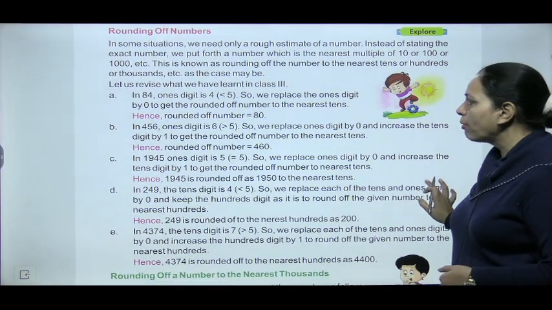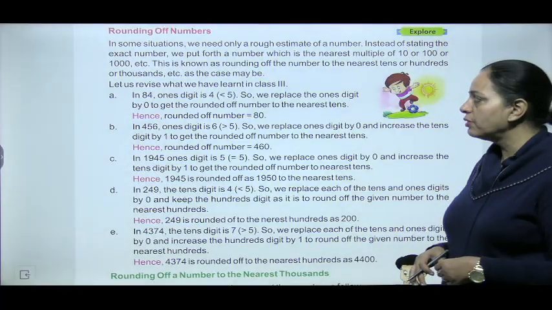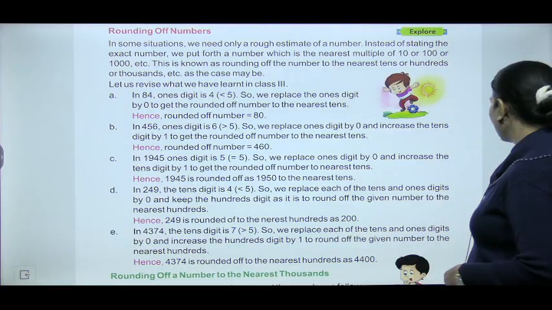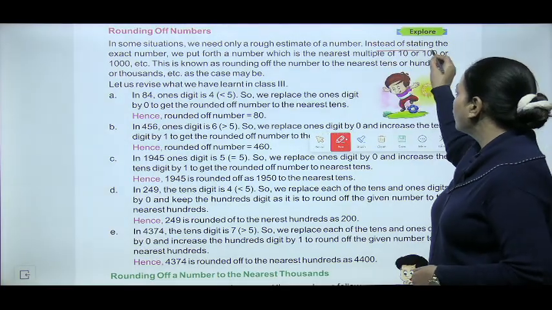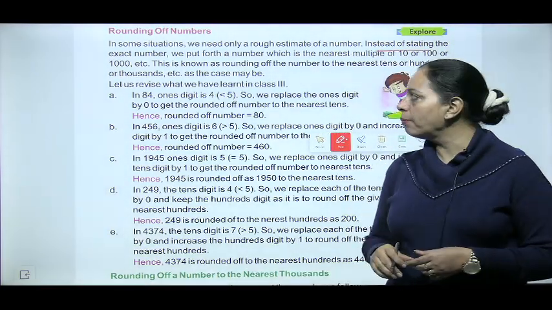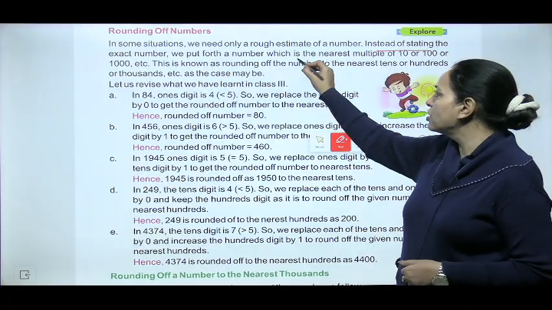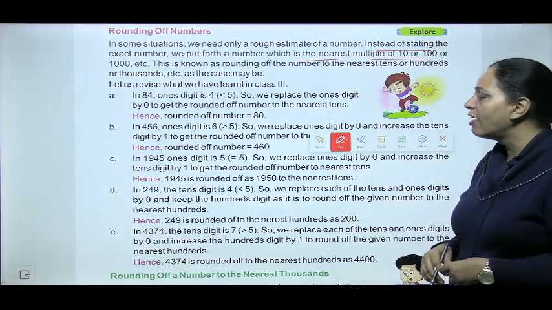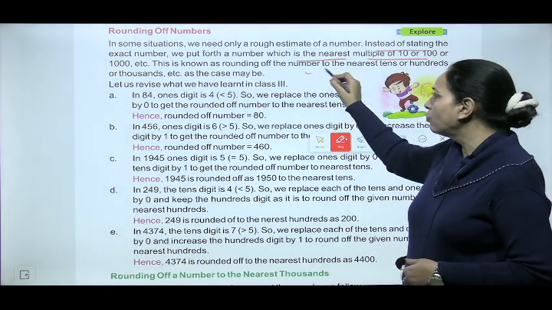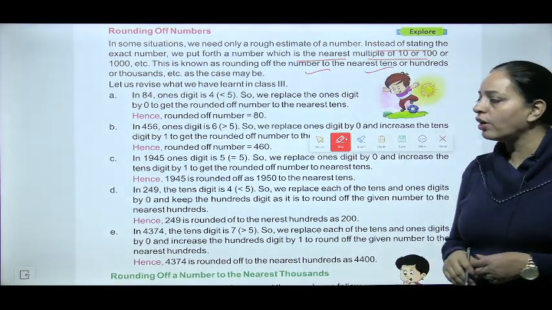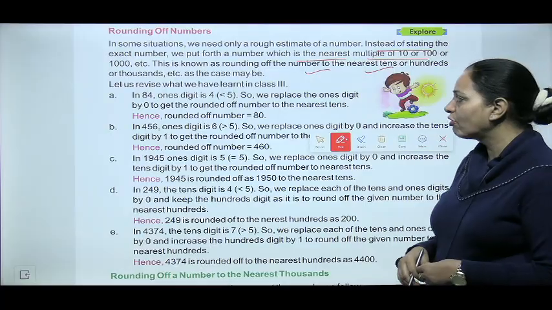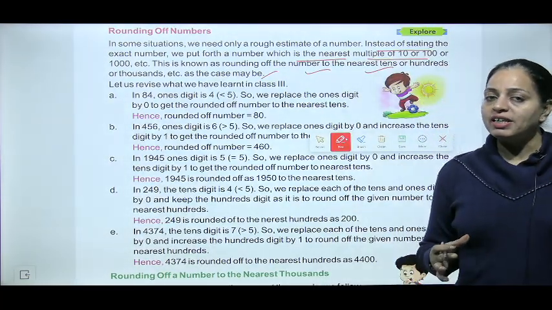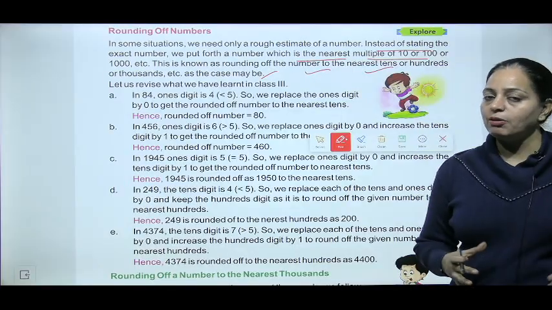Now next we are talking about rounding of numbers. In some situations, we need only a rough estimate of a number. Instead of stating the exact number, we put forth a number which is the nearest multiple of 10 or 100 or 1000, etc. This is known as rounding of the number to the nearest tens or hundreds or thousands, etc., as the case may be. So rounding means a rough idea, approximation.